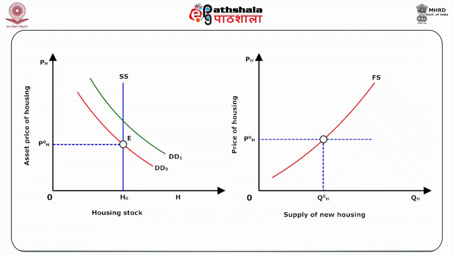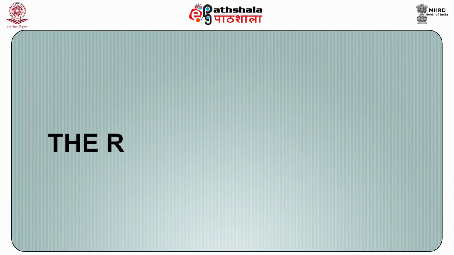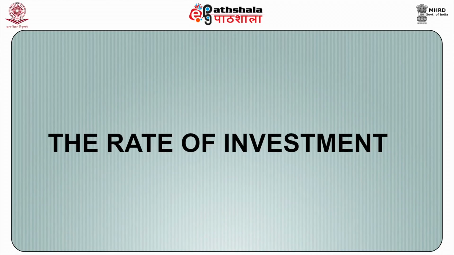The asset price of housing is the price of a typical house. At any one time, the market for the stock of housing determines the asset price of housing. Let us now understand the rate of investment. The FS curve represents the supply of new housing as a function of the price of housing.